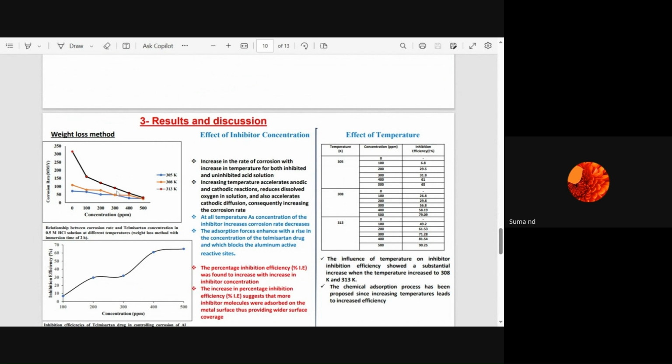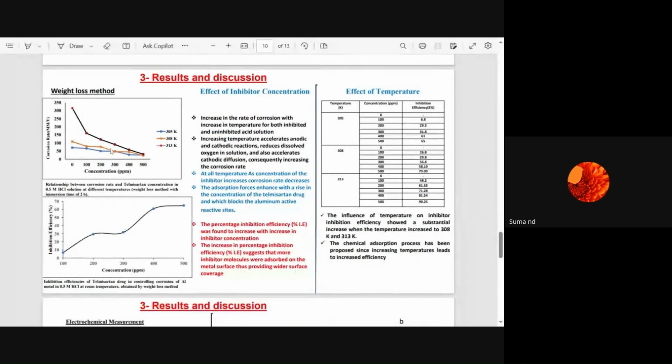Increasing temperature accelerates both anodic and cathodic reactions, which reduces dissolved oxygen in solution and also accelerates cathodic diffusion, consequently increasing the corrosion rate. But we can see here that at all temperatures, as the concentration of the inhibitor increases, the corrosion rate decreases.